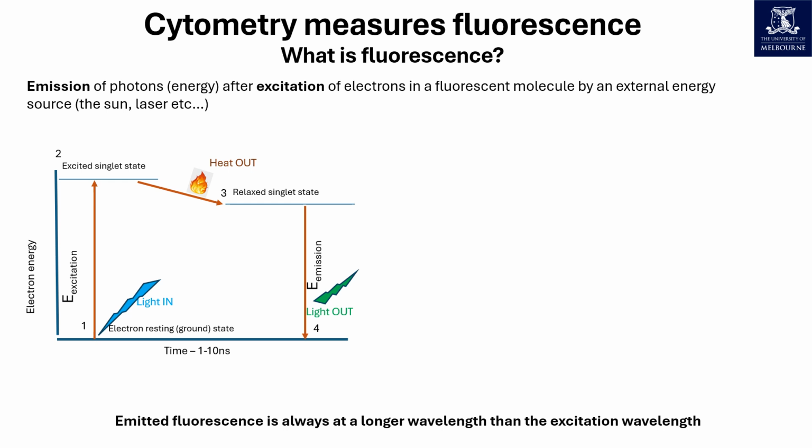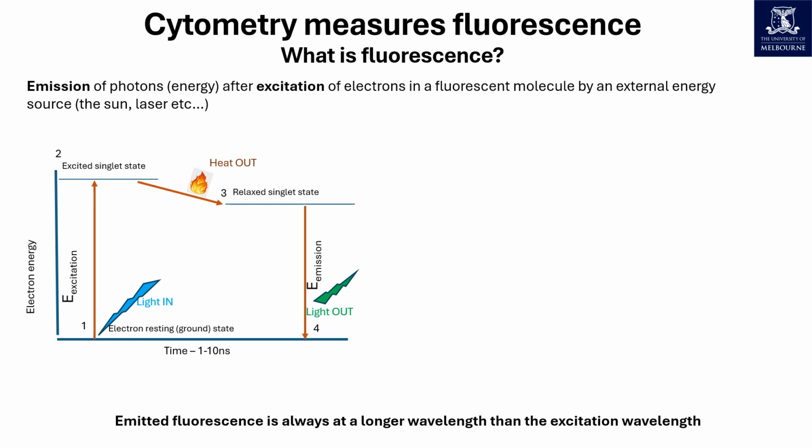Cytometers measure fluorescence, so let's define what that is. Fluorescence is the emission of radiation, in this case light, that occurs when electrons in a fluorescent molecule are excited from rest to a maximal energy level. As the electrons return to a more stable state, energy is released as heat. As electrons return to their resting stage, the final energy release is emitted as fluorescence. Fluorescence lasts for 1 to 10 nanoseconds, depending on the fluorophore, and each fluorophore can undergo many cycles of excitation and emission until they exhaust or photobleach.